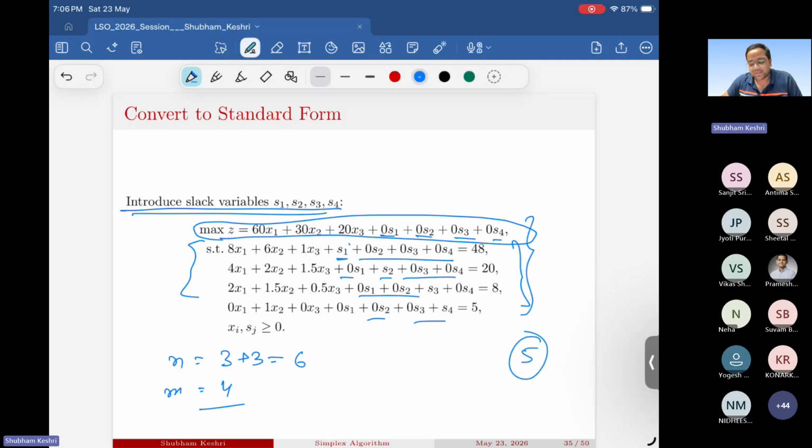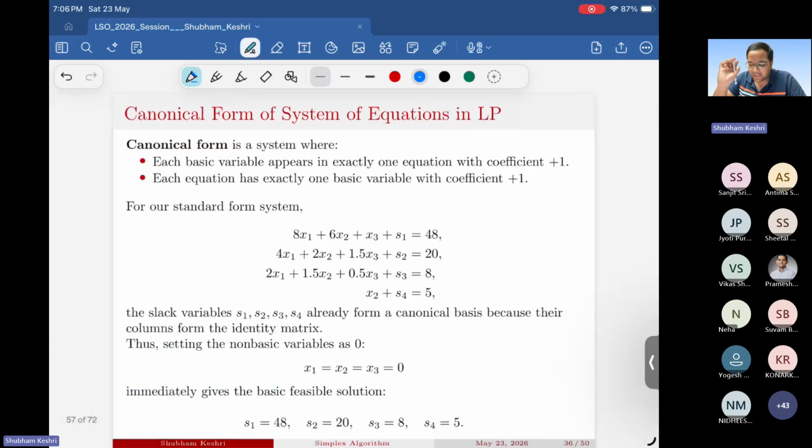You have 5 equations, and you could use the ideas of whatever we have talked about, and we can solve for the variables, and then we will see how we are doing it. Okay. Before that, one small definition: canonical form of a system of equations in LP. You see, we have 4 equations.